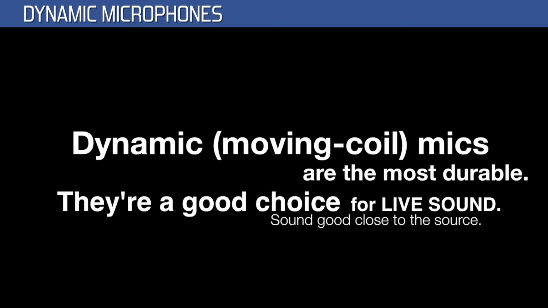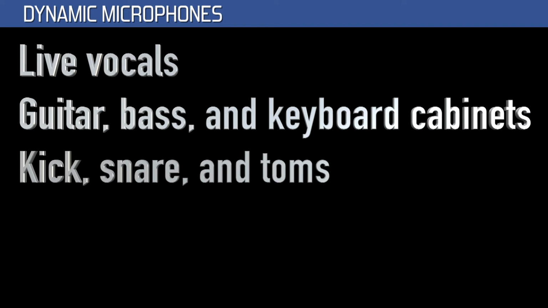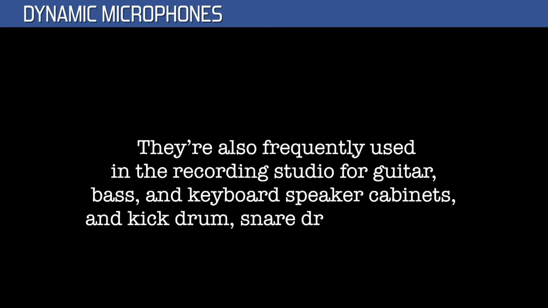Dynamic microphones, also called moving coil mics, are the most durable of the mic types, which makes them a good choice for live sound reinforcement. They tend to sound best when they're close to the source, which also makes them well suited to live sound reinforcement. Dynamic mics are commonly used for live vocals, guitar, bass, and keyboard speaker cabinets, and kick drum, snare drum, and toms.